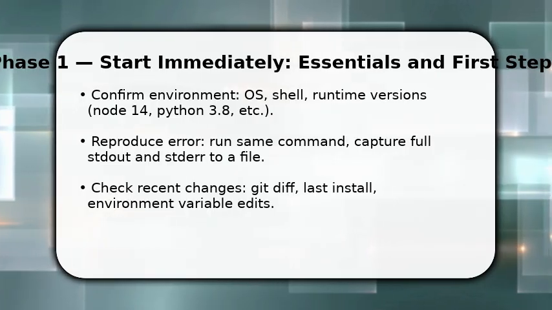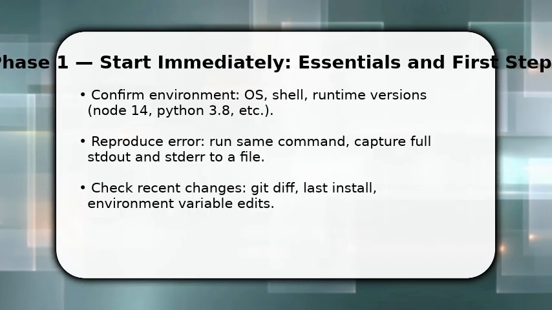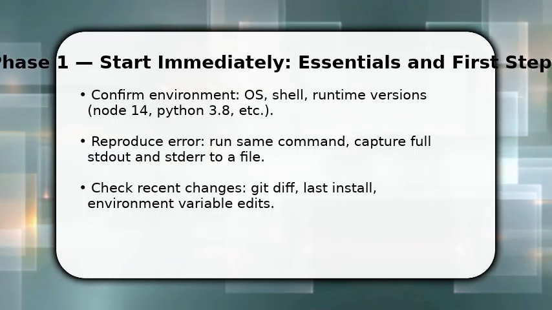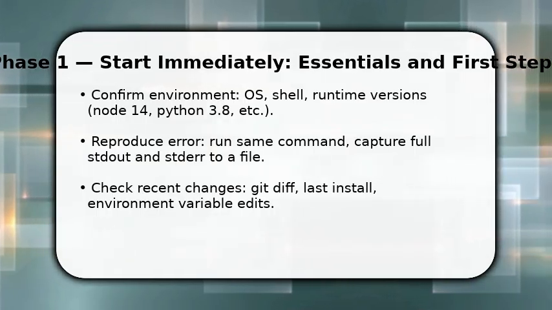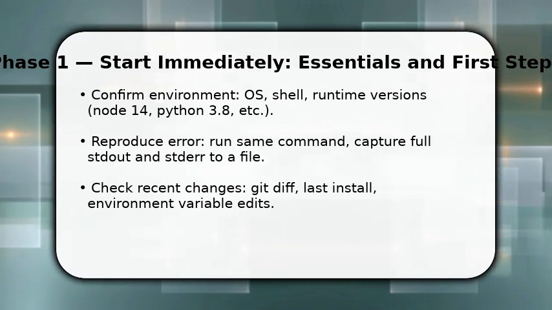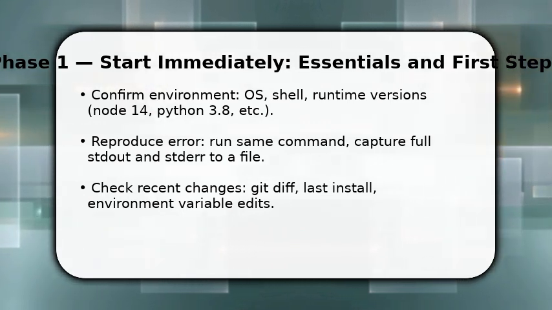Also, inspect recent code or dependency changes so you know what shifted. Once done, compare the failing command between working and broken environments. Make sure to run with verbose or debug flags to increase actionable output. Those logs are your roadmap.